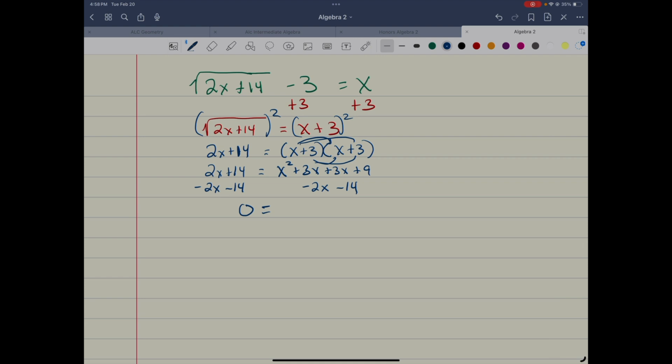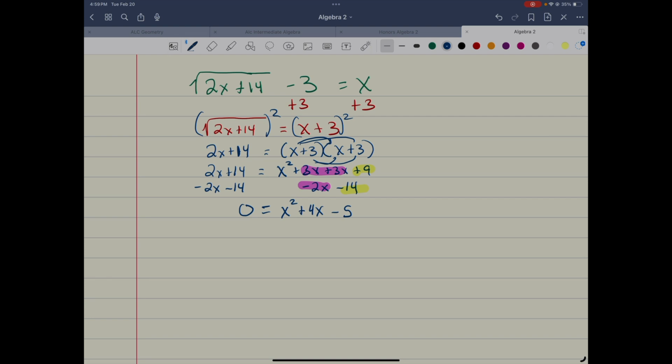So we've got x squared plus 3x plus 3x plus 9 minus 2x minus 14. Okay, so we've got 3x plus 3x is 6x minus 2x is 4x. So we've got x squared plus 4x. We're just combining these like terms. And now we're going to combine those like terms. And I believe that gives us negative 5.